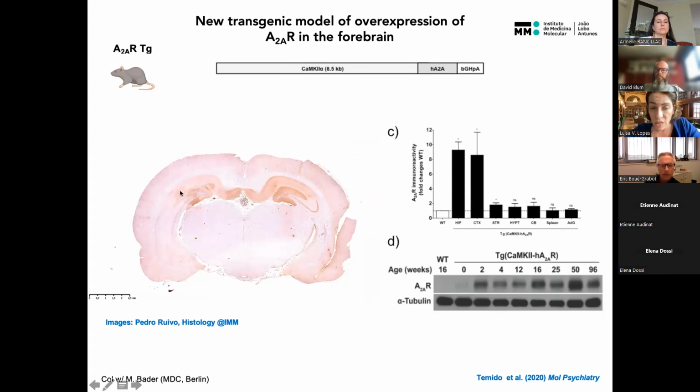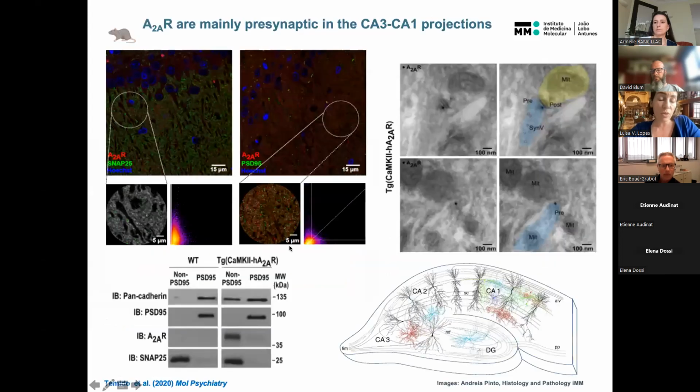And you can see here that we have really an overexpression of the receptor, mainly in the hippocampus and cortex, as compared to wild types, whereas the other brain areas, striatum, hypothalamus, cerebellum, and peripheral areas like spleen and adrenal glands, had no significant overexpression. So we used this model to understand a bit better what was happening in aging.